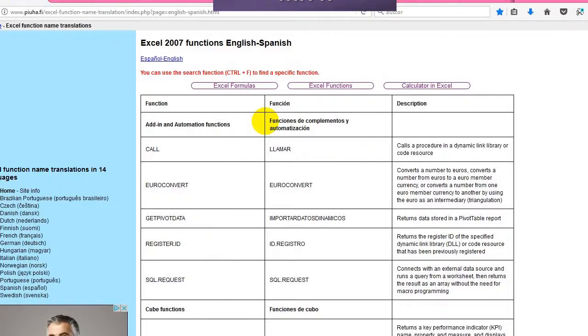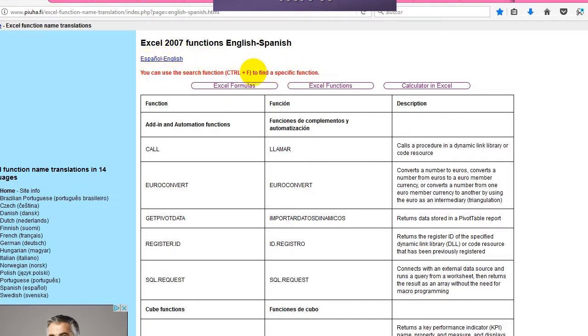I found this great website, which I'll put a link to below in the YouTube video, which translates between the English function name and the Spanish function name, and it gives a description. This way you can look up in Spanish or English things you want to do. So for example, you want to look up sine. How do I type in sine in Excel? This is Excel 2007. I believe this is true for Excel 2007 through the current year, which is 2017. It even tells you here, you can use the function Control F to search.